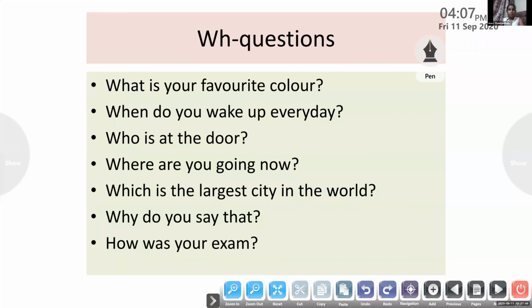Am I clear? So you can see some WH words used here. A few WH words I have used here to ask for some information.